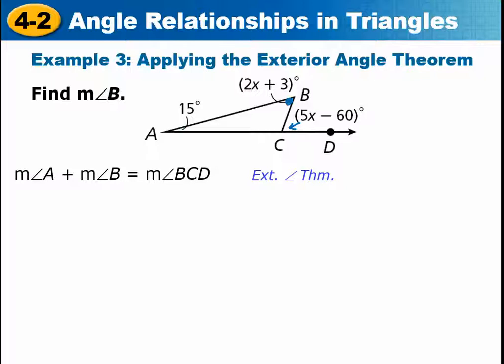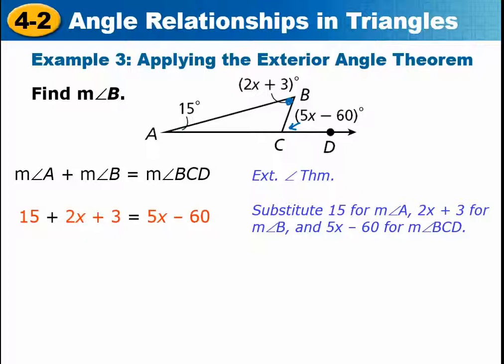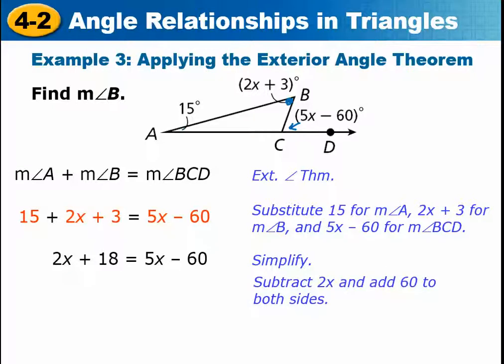It says the measure of angle A plus the measure of angle B equals the measure of angle BCD. And then we'll use substitution to put those expressions in, and we get 15 plus 2x plus 3 equals 5x minus 60. Combine your like terms, and you get 2x plus 18 equals 5x minus 60. Now we need to get our x's together on the same side, so we'll subtract 2x from both sides, and then we'll end up adding 60 to both sides after that, and we'll end up with 78 equals 3x. Divide by 3, and 26 equals x.